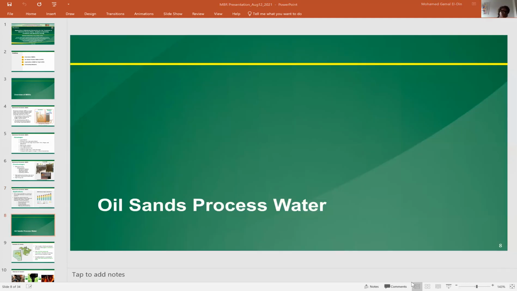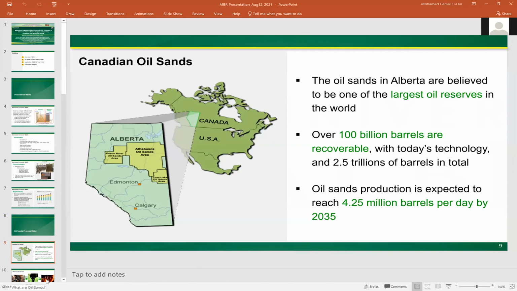So I will be talking now about the oil sands process water applications. So for those who don't know what oil sands are, this is a map of Alberta. This is a western province in Canada, just east of British Columbia. And regarding the oil sands, in Alberta, this is one of the largest oil reserves in the world. Over 100 billion barrels are recoverable.